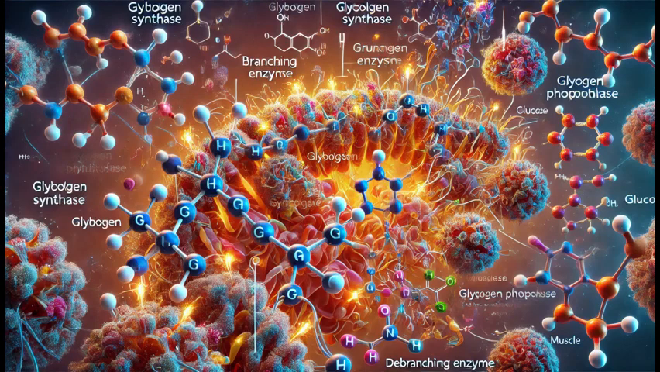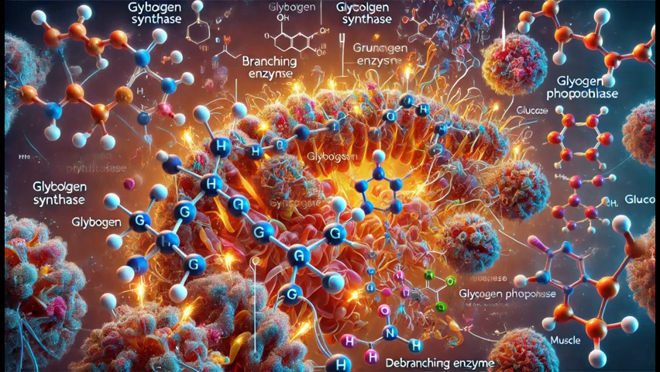All right, so we've got glycogen phosphorylase chopping away at those branches. But there's a catch. There's always a catch. Glycogen phosphorylase can only work on those straight chains. So what happens when it hits a branch point? That's where the debranching enzyme comes in. Okay, the debranching enzyme, another superhero of glycogen metabolism. It has two jobs, actually.